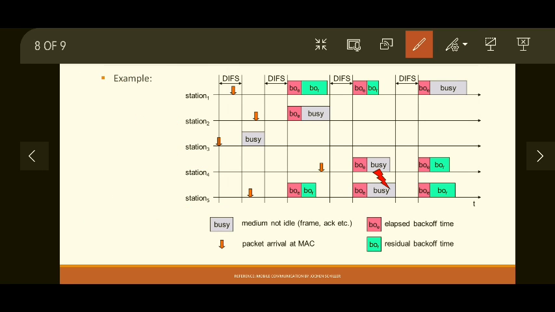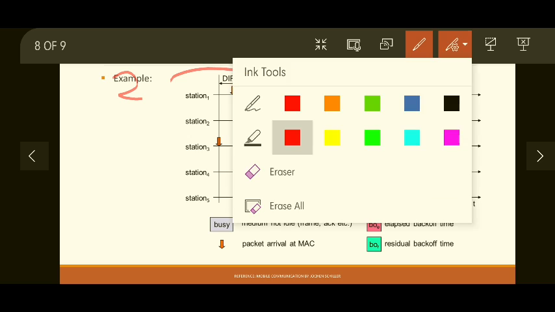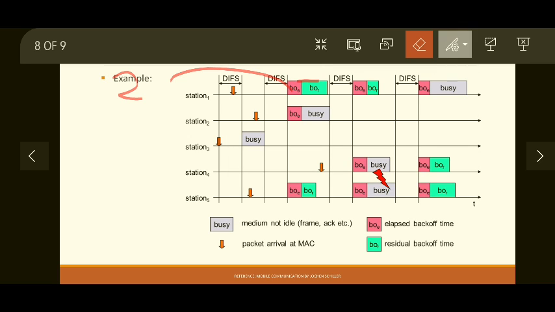Okay, let's draw it again. Elapsed backoff time for station 1 is 2. Residual backoff time is 5 because it was using a backoff timer of 7. Sorry, so it is 5. Elapsed backoff time for station 5 is 2. Residual backoff time for station 5 is 4. Okay, so remember this 5 and 4.